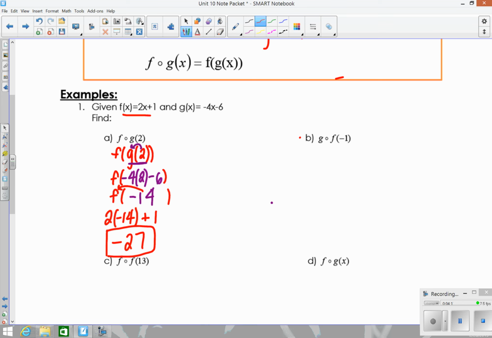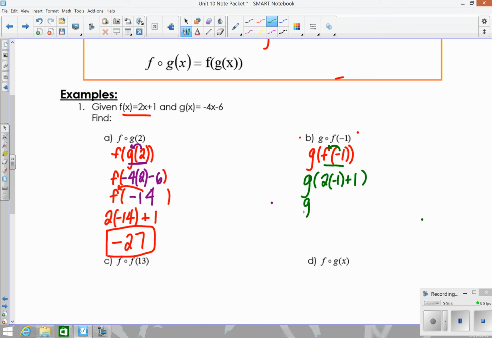So for B, this really means g of f of negative 1. The difference in this one is the order is different. So we have to pay attention to the order because, again, remember, compositions are not commutative. So that means we have to start with f of negative 1. So I'm going to take negative 1 and plug it into function f. We're just going to keep this g on the outside. So negative 1 is going to go into function f.